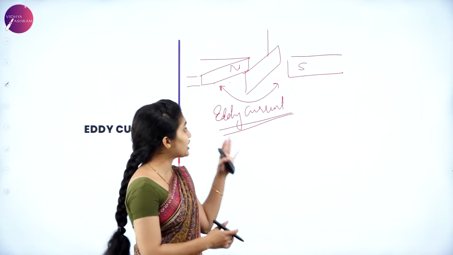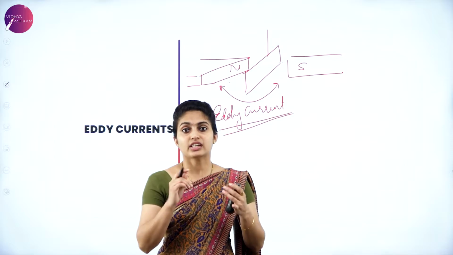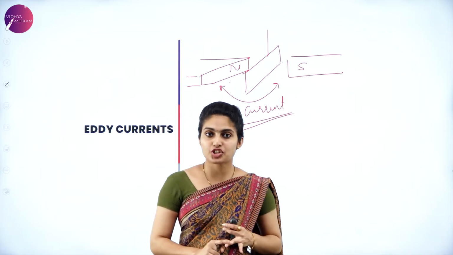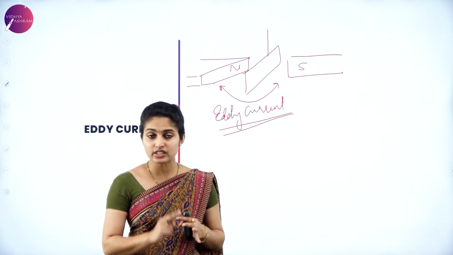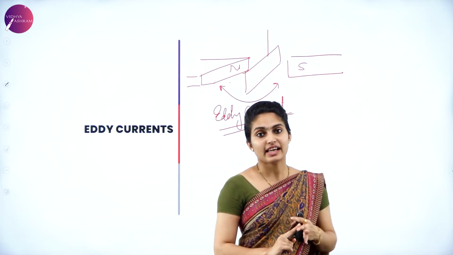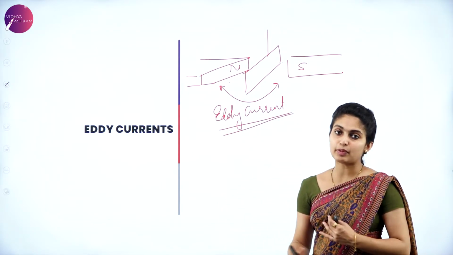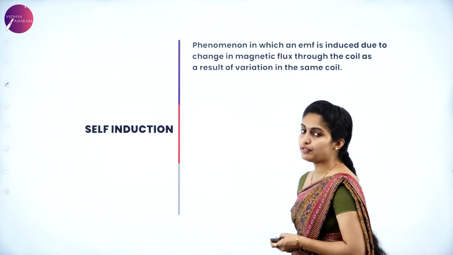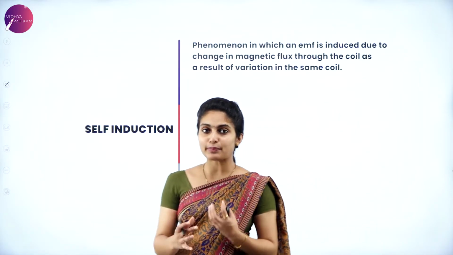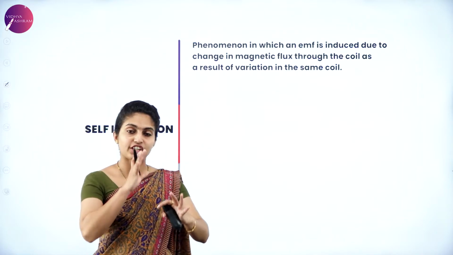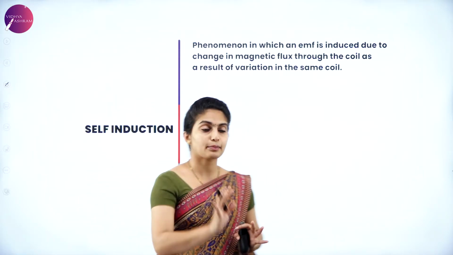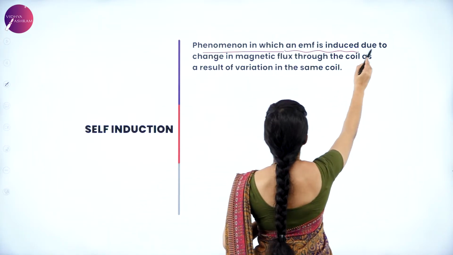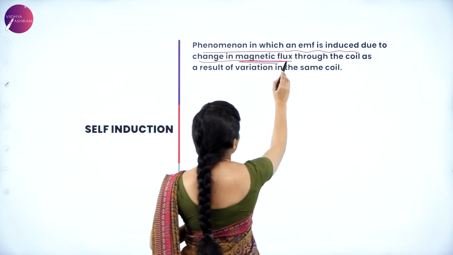Some of the applications of eddy currents are magnetic brakes, electromagnetic damping, induction furnace, induction motor, speedometer, as well as energy meters. So these are the applications of eddy currents. Next we are going on to the self-induction of a coil. What is meant by self-induction? In self-induction, it is only one coil that we consider. That means it is the phenomenon in which an EMF is induced due to the change in magnetic flux.